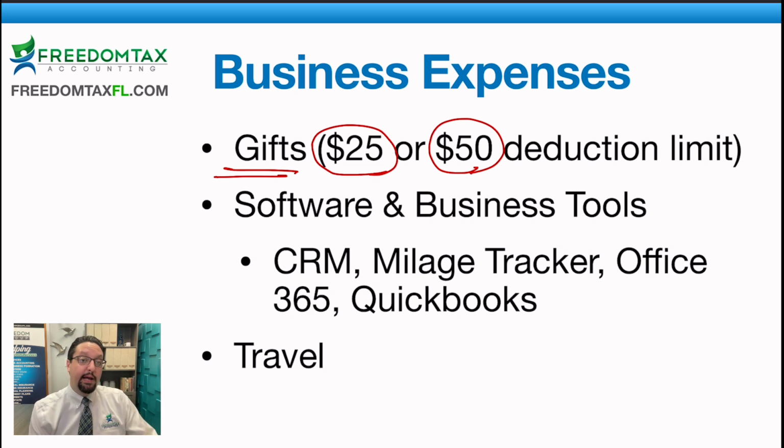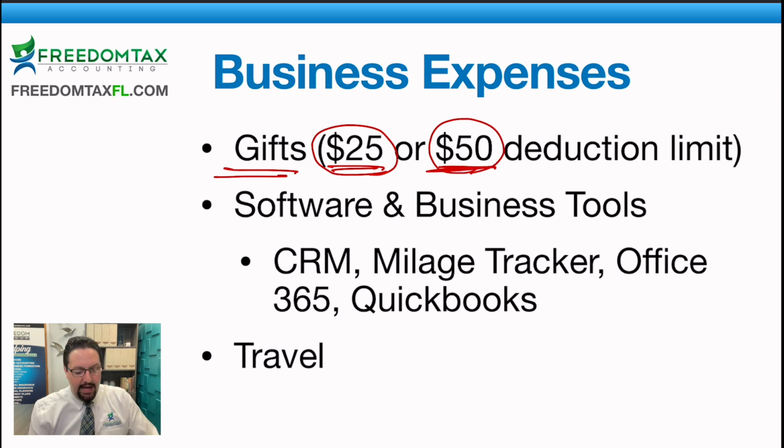Okay, so if you buy a single person who's your real estate client a $50 Amazon card, you can only deduct $25. But if that person is married and both of them are your clients, if you buy them a $50 Amazon card, then you can deduct the full $50.